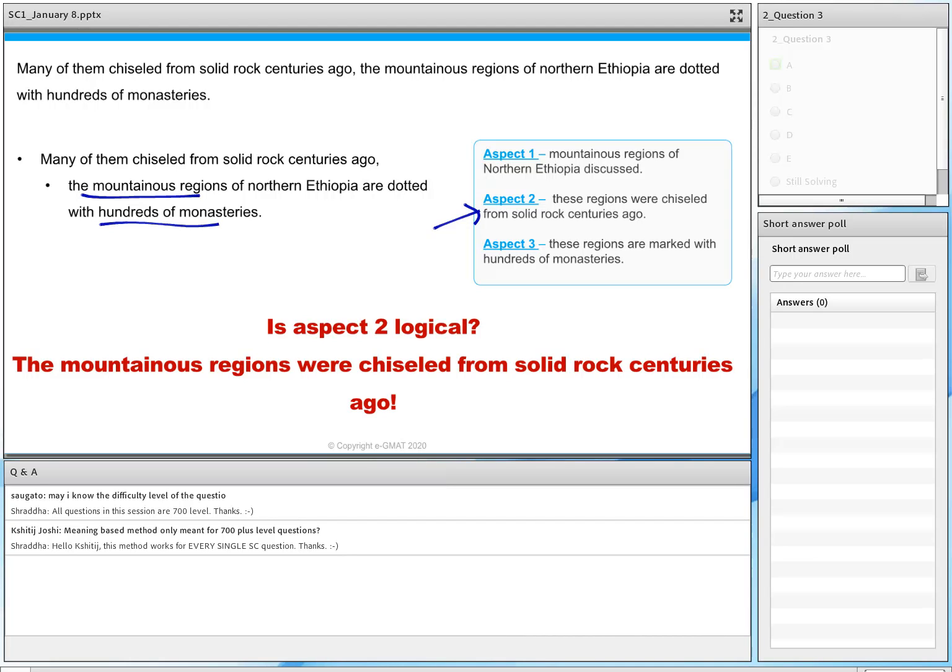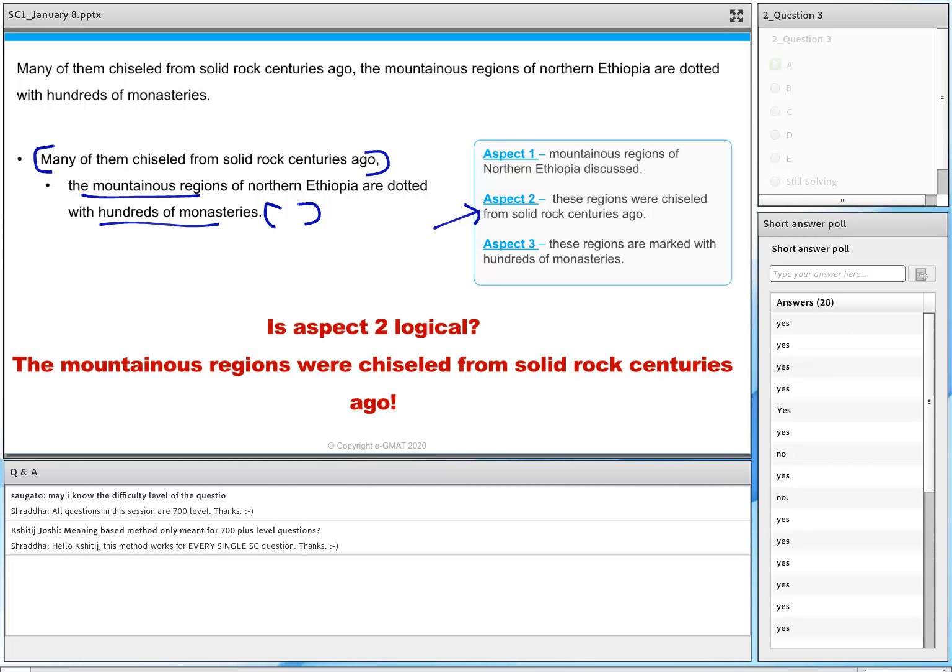Okay, so let me ask you this question. Suppose I lift this part of the sentence from the beginning, okay, and I place this part right after monasteries. Will doing so make my sentence correct? What do you think about that? What I'm doing is I'm lifting many of them from the beginning of the sentence and I'm placing it right after monasteries or hundreds of monasteries. Okay, so most of you are saying that yes, that will make my sentence correct. And come to think of it, logically, that should make sense, right?